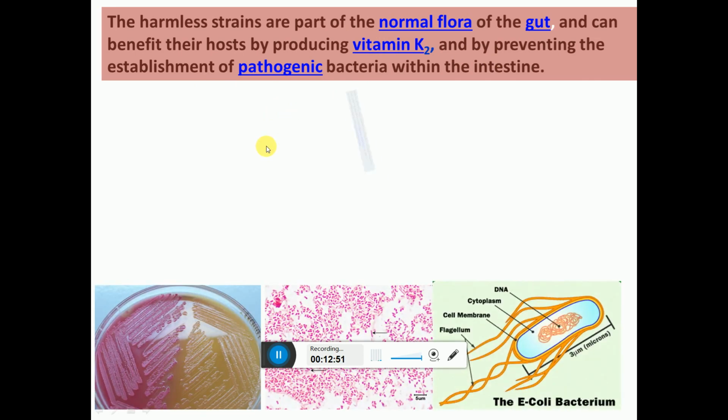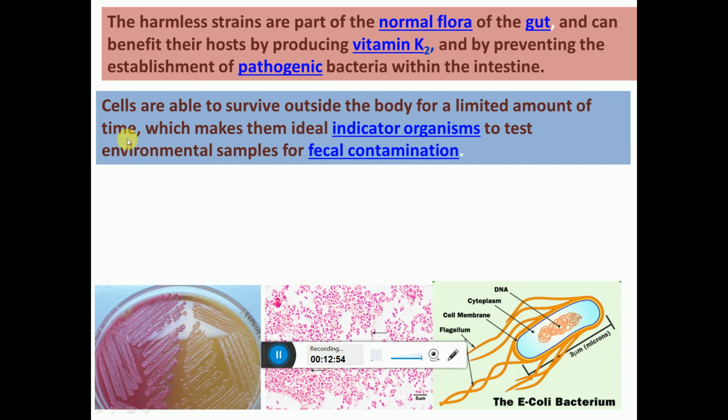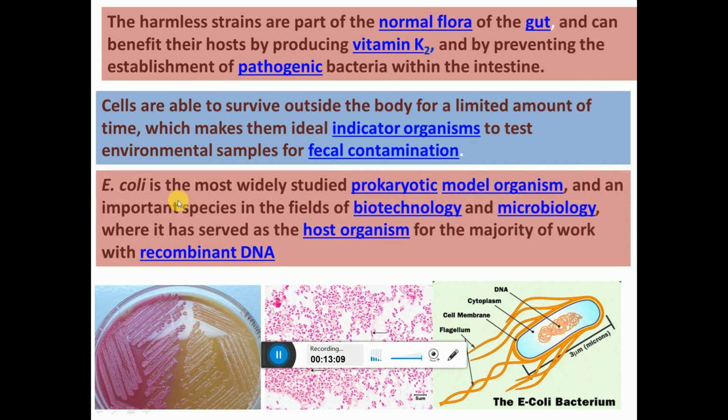So these are some photographs and the structure of E. coli. Cells are able to survive outside the body only for a limited time, which makes them an ideal indicator organism for testing environmental samples, so we can test by testing the fecal content. E. coli is the most widely studied prokaryotic model organism. It is an important species in biotechnology and microbiology. It has served as the host organism for the majority of work in recombinant DNA technology. So in rDNA technology, E. coli is most commonly studied.